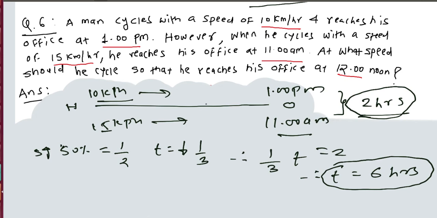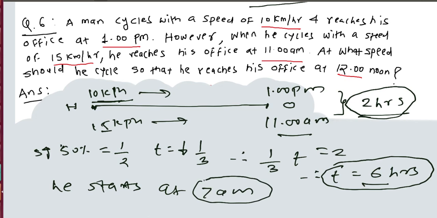That means with 10 km per hour he is reaching at 1 p.m. by taking 6 hours. So he must start at 7 a.m. Every day he must be starting at 7 a.m. with this speed, right? So the starting time is 7 a.m.